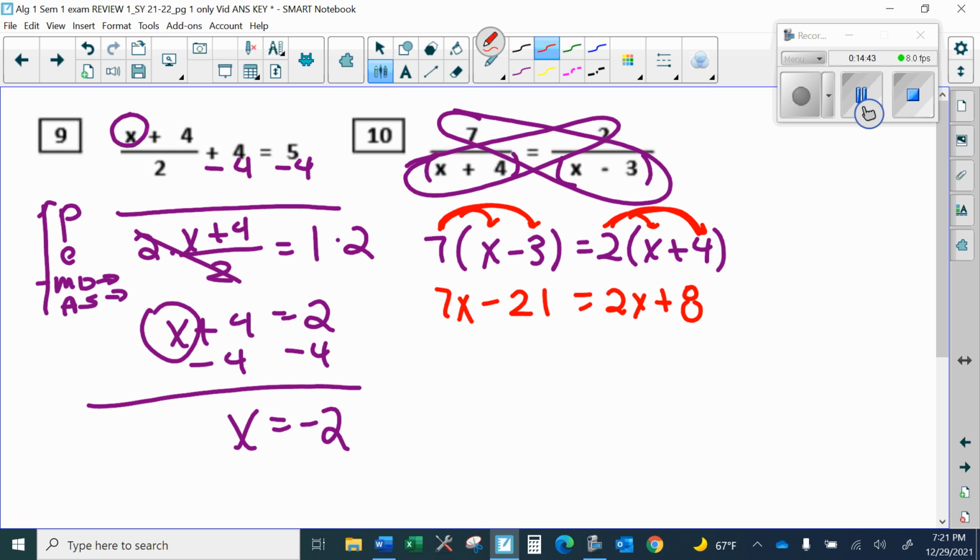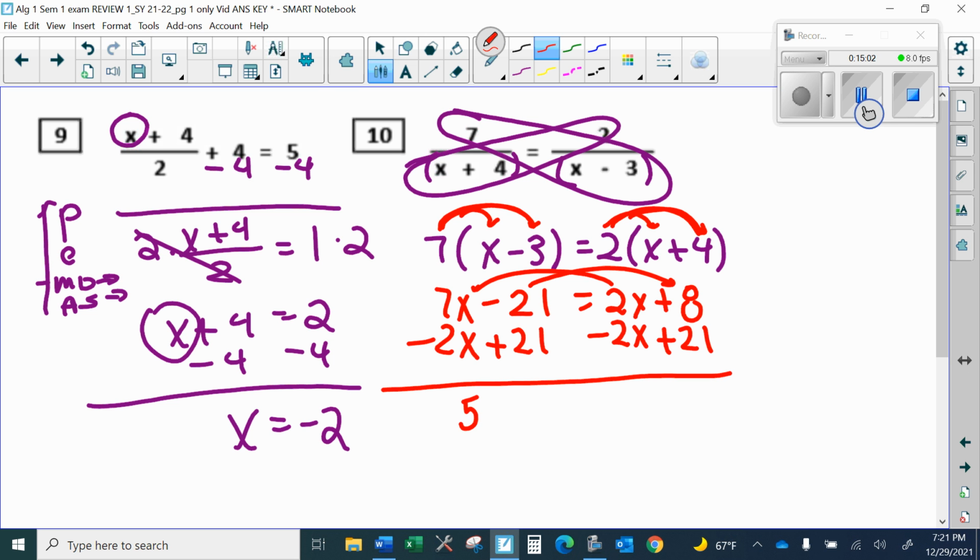Again, I ask myself, which coefficient on the x's is smaller? 2 is smaller than 7, so I'm going to move the 2 across, minus 2x. I always line it up on like terms. Since the variables in this case are going to the left, the constants going to the right. Opposite of minus 21, plus 21.